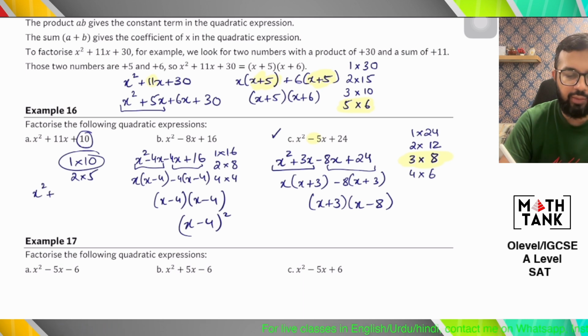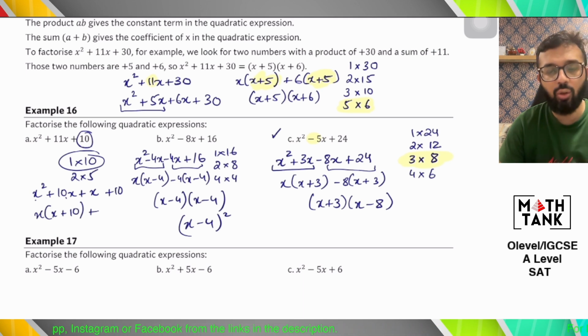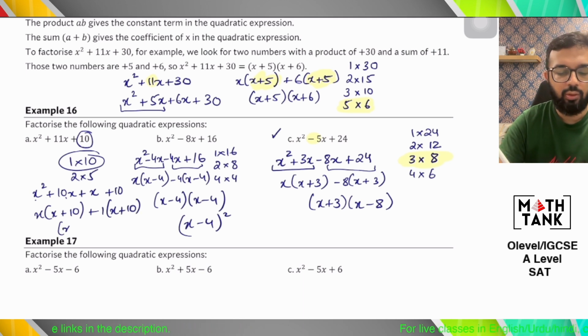So let's break up 11x into 1x and 10x. 1x is just x. Okay, what's common to the first two? X. I'm left with x plus 10. What's common to the other two? There's nothing common, so there's one common. Left with x plus 10 and x plus.